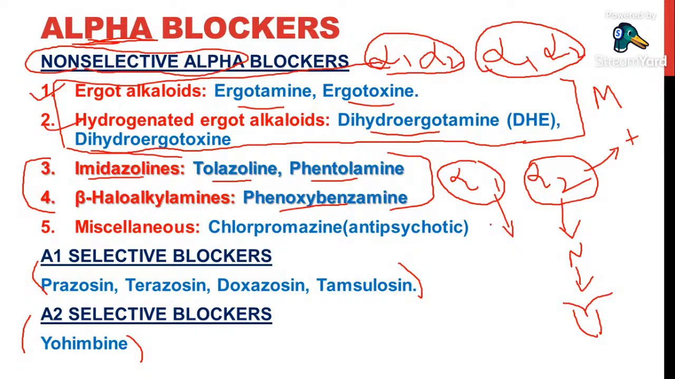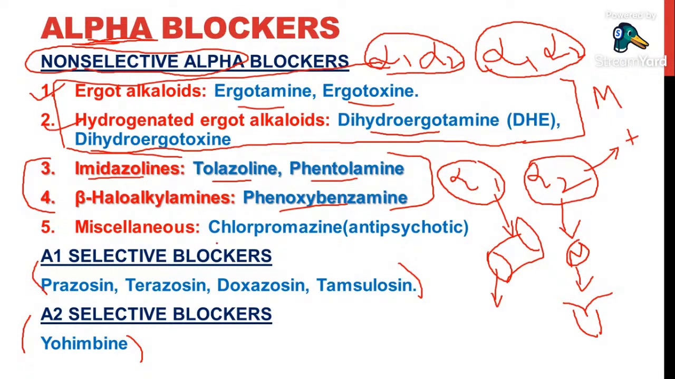When the alpha 1 receptor is blocked, it will relax the blood vessels, and by that it will decrease blood pressure. But when the alpha 2 receptor is blocked, it will cause tachycardia, palpitation, and arrhythmias. It increases heart rate. Heart activity is increased due to increased noradrenaline.